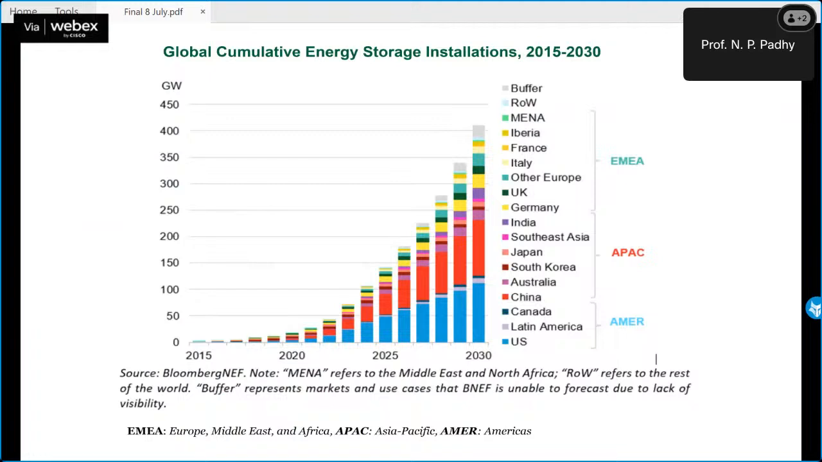This is a storyline where we can see the global cumulative energy storage installations from 2015 to 20. That is the only challenge, why we don't spend a lot of money on this. But nevertheless, very soon, India will also see or experience storage installations over a period of time.